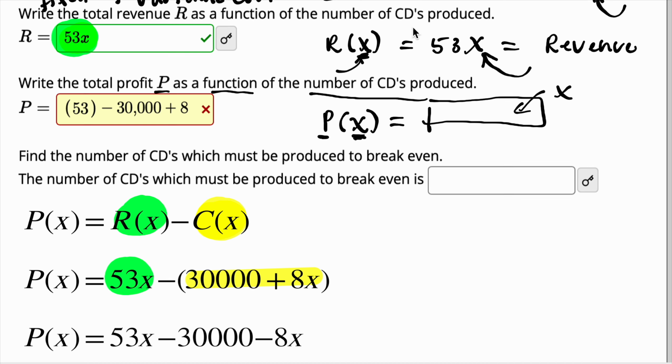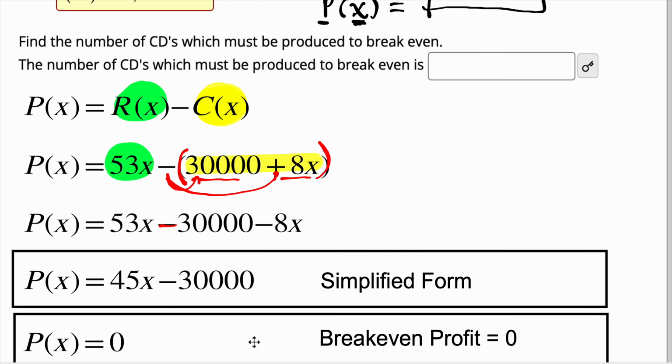And I had suggested to remind you to put parentheses around this cost function. There's two pieces, the fixed cost and the variable cost. So I need to distribute that negative sign to both pieces so that I subtract off the fixed cost and that I subtract off the variable cost. So make sure that you're subtracting off both the fixed cost and the variable cost. Okay, so now that I've done that, here's my profit function.